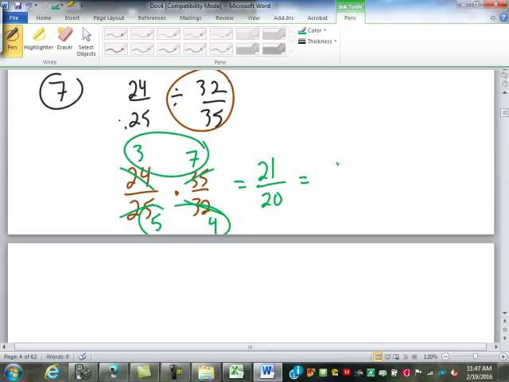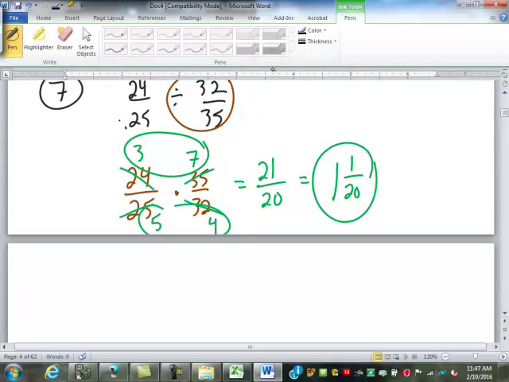It's an improper fraction, so I'm going to reduce it to a mixed number. That is 1 and 1/20. I caught a couple people who lost a point on that one because they did not reduce it to a mixed number.